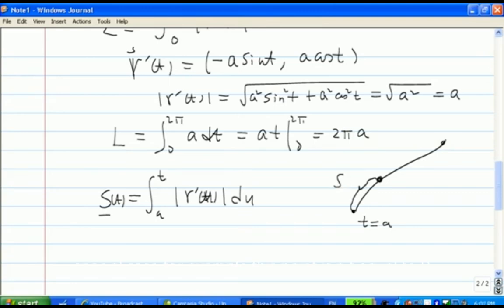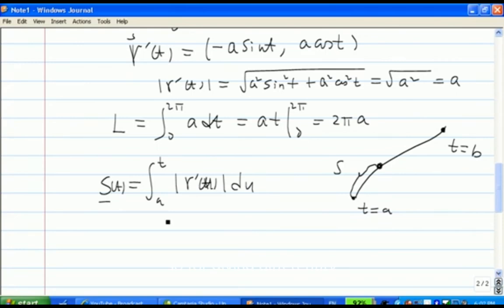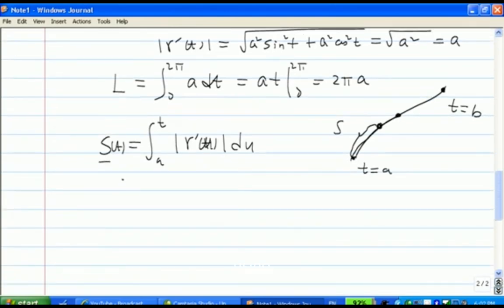A special case, for example, this point is t equals b. If you let t equal b, that gives you the total arc length from point A to B. So for different given t, you can use this formula to find s, which is the arc length from this point all the way here. Using the fundamental theorem of calculus, this gives you the magnitude of r prime.